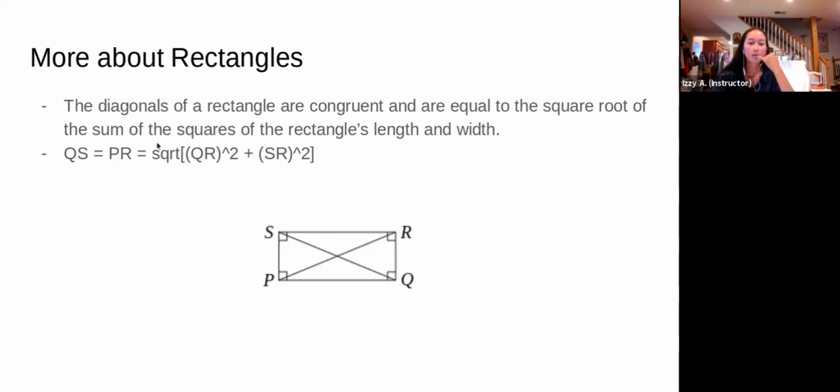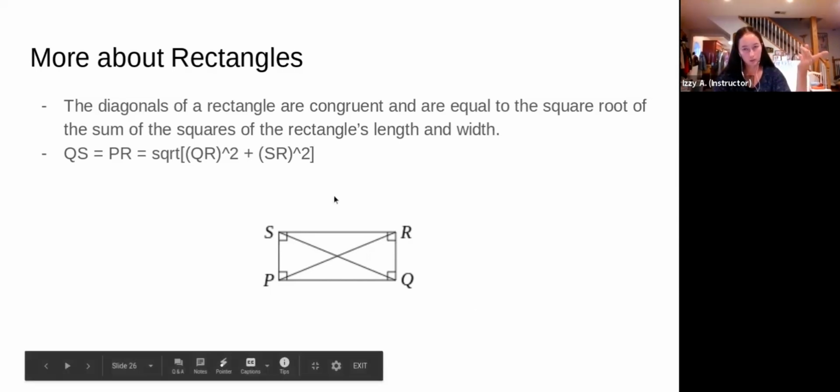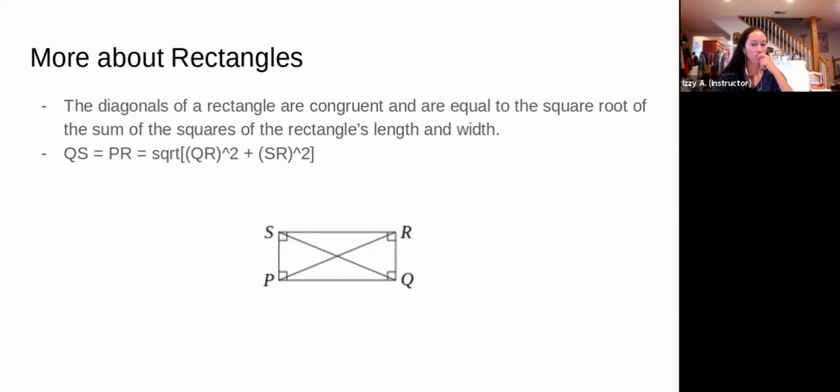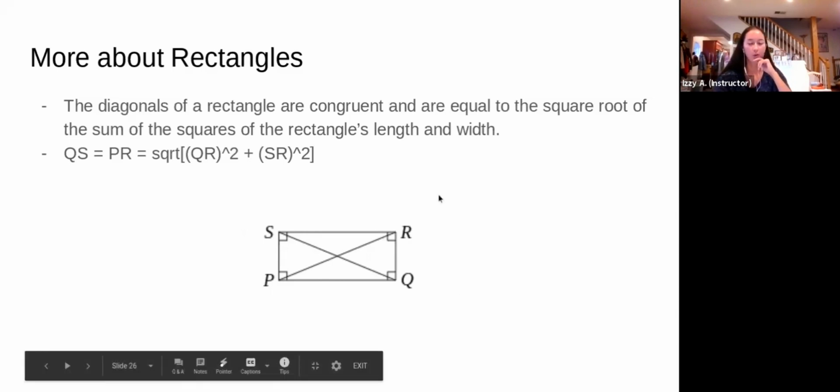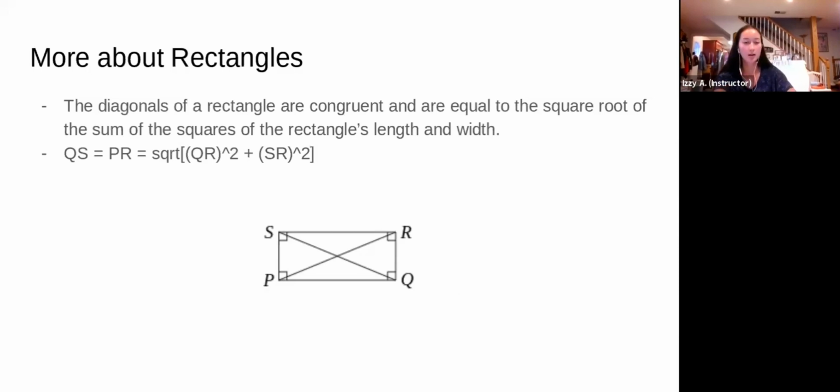So to apply this to the example, QS is equal to PR, so that is going to be equal to the square root of QR squared plus SR squared. So that's actually just applying the Pythagorean theorem, which is what we just did in the previous problem. Okay, so that was pretty straightforward, so I will go ahead and move to the next slide.